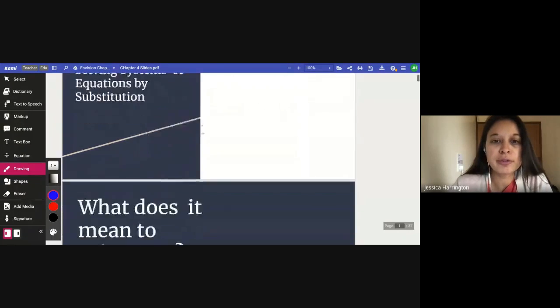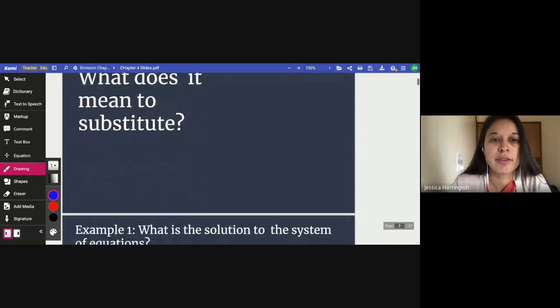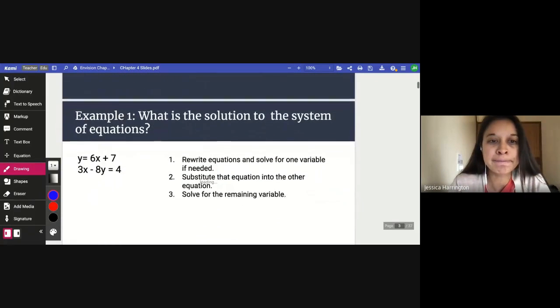So what does substitution mean? I know it happens a lot in sports, right? We're going to substitute a player. That means we're going to swap out a player sitting on the bench for one on the field. We're going to take one out and put a different one in. Same idea for equations. We're going to take one variable out and substitute something else for it. So here is what we mean.